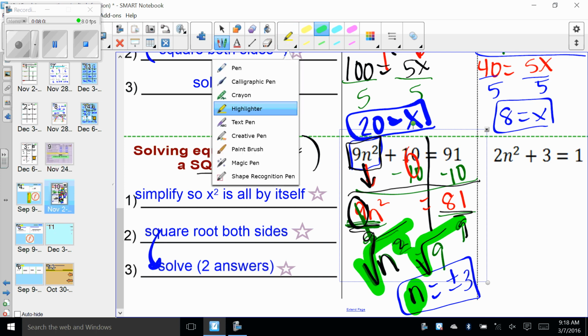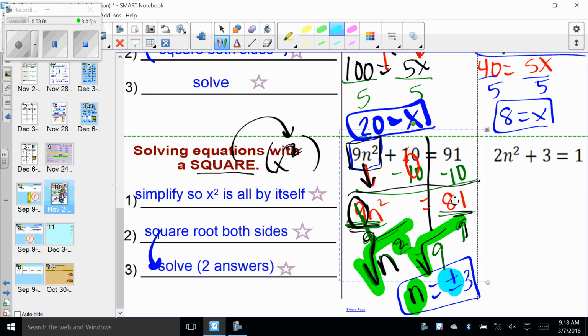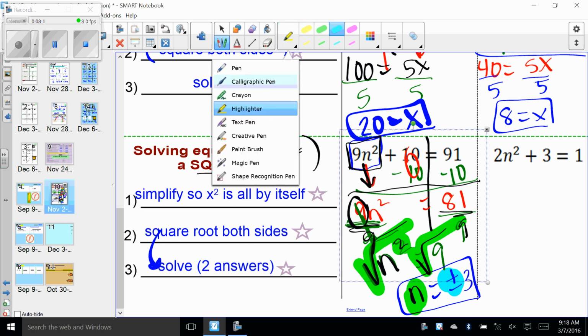Last problem of the day. And it's always, by the way, plus or minus when you take a square root. You put that plus 3 or minus 3. That's how we write it in math.